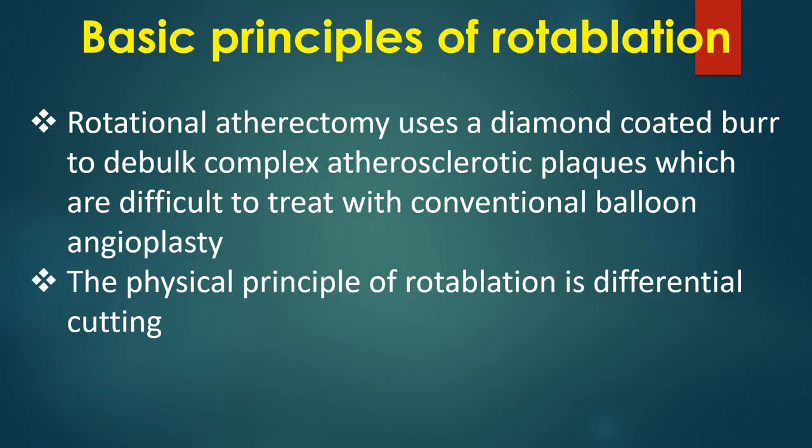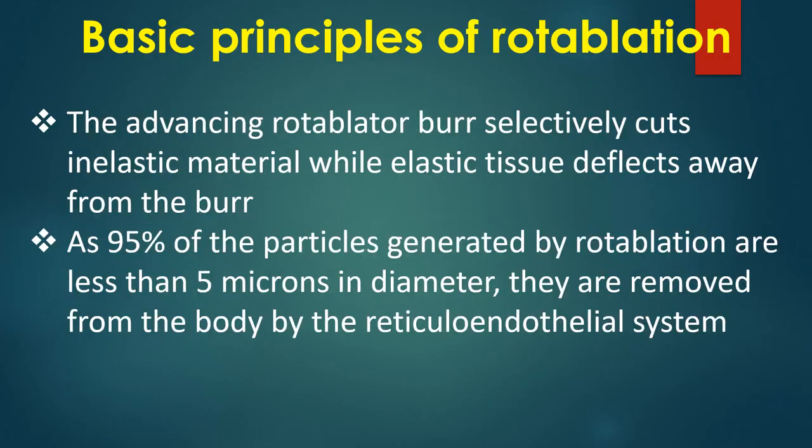Rotational atherectomy uses a diamond-coated burr to debulk complex atherosclerotic plaques which are difficult to treat with conventional balloon angioplasty. The physical principle of rotablation is differential cutting. The advancing rotablator burr selectively cuts inelastic material while elastic tissue deflects away from the burr.